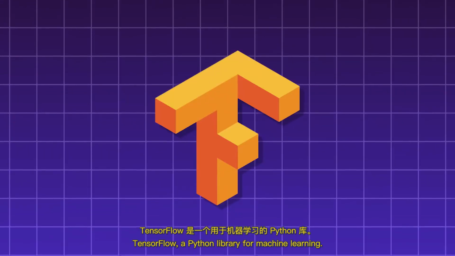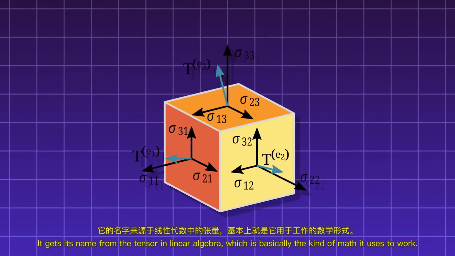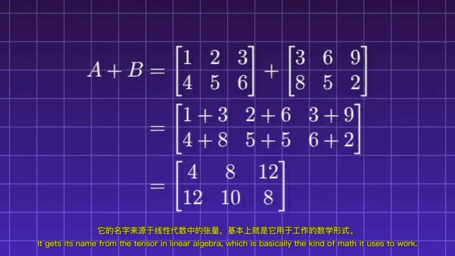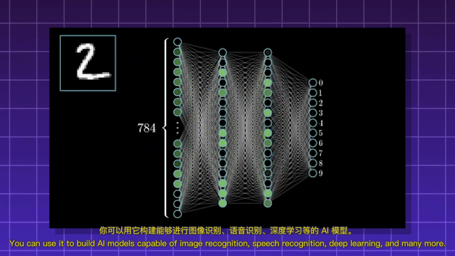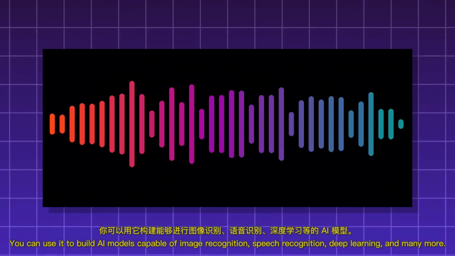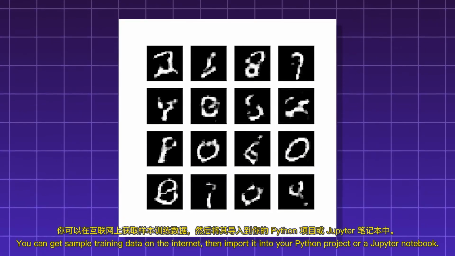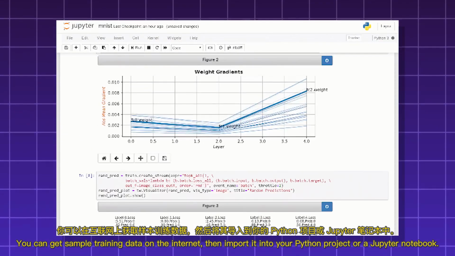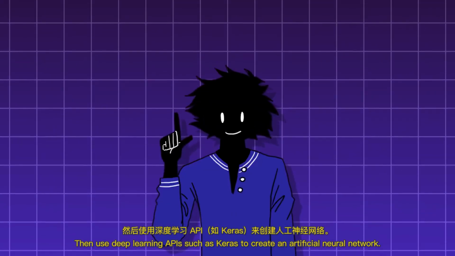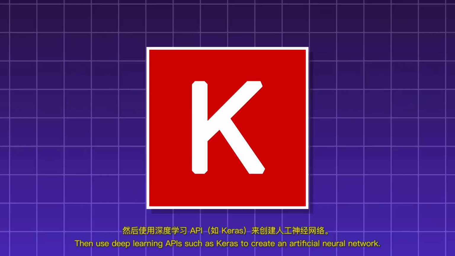TensorFlow, a Python library for machine learning. It gets its name from the tensor in linear algebra, which is basically the kind of math it uses to work. You can use it to build AI models capable of image recognition, speech recognition, deep learning, and many more. You can get sample training data on the internet, then import it into your Python project or a Jupyter notebook. Then use deep learning APIs such as Keras to create an artificial neural network.